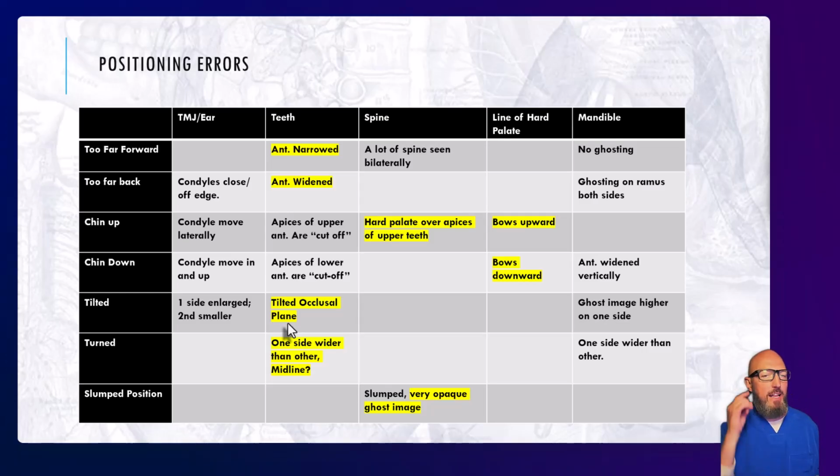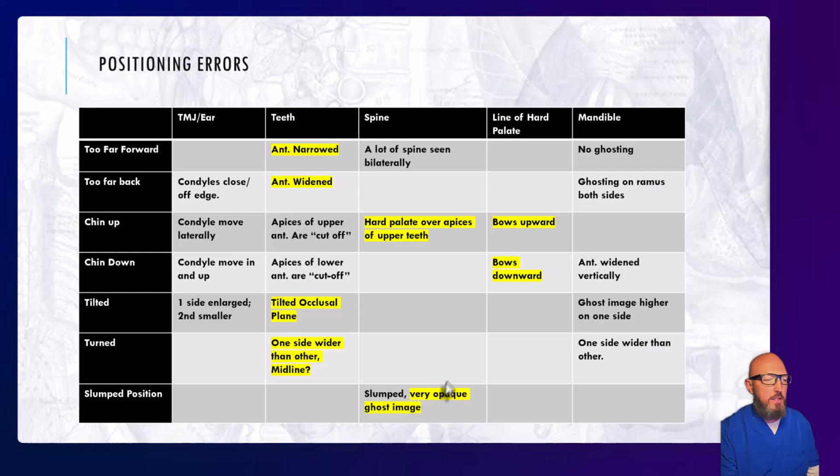If you can imagine that, then these teeth are actually going away from the point of rotation. But really, I just want you to recognize one side wider than the other. That means the head was turned one way or the other. Slump position, that means the patient was sitting out here and you made him lean forward. And then the ghost image of the spine gets really dense and it projects right over the teeth.